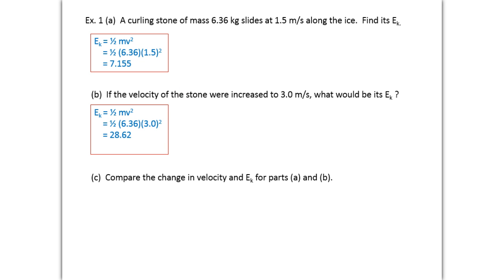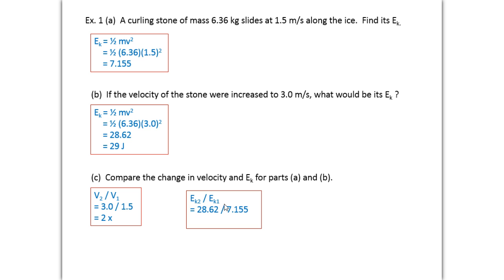And compare the change in velocity for both parts, or change in kinetic energy. Second velocity divided by the first one. Let's just compare them. 3 divided by 1.5. The velocity was doubled, 2 times. And the amount of energy, it went up to 28.62. It was originally 7.15. So it went up by 4 times. So that's what I'm talking about. When you change the velocity, it's going to have that much greater of an effect on the amount of energy delivered.